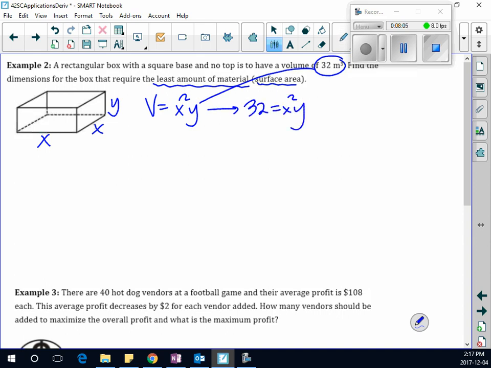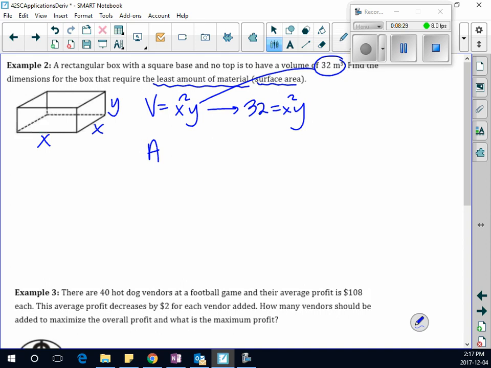So now I've used the given information, however, we're not talking about minimizing the volume, they're talking about minimizing the surface area. So I need to come up with a formula for surface area. I'm going to call it A for surface area. Instead of SA, you could call it S. It doesn't really matter.